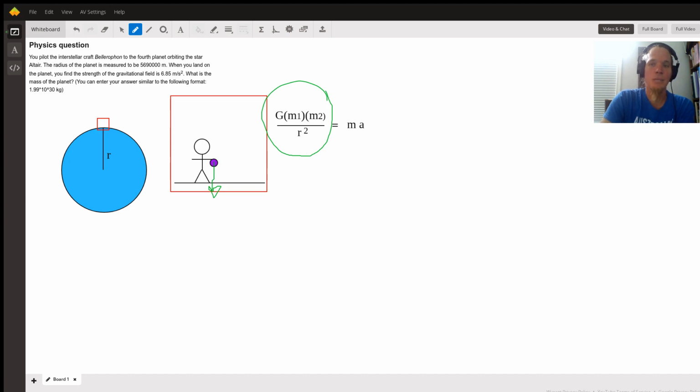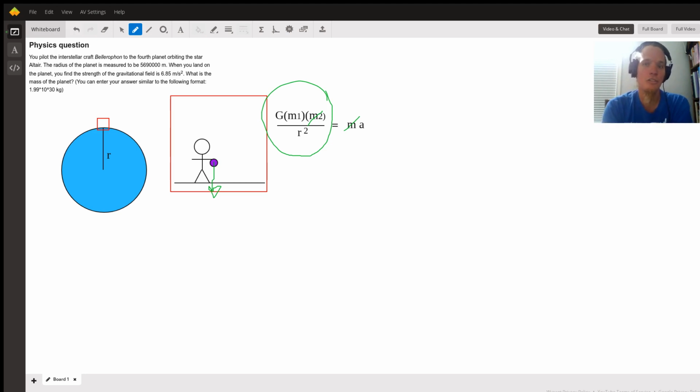Now we're setting that equal to mass times acceleration, because the net force is equal to the mass times the acceleration. Now, which mass is accelerating? It would be the mass of the ball. So we can eliminate m2 from that equation. We know the acceleration of the ball because they gave it to us in the problem. We know the radius of the planet. They gave it to us in the problem.